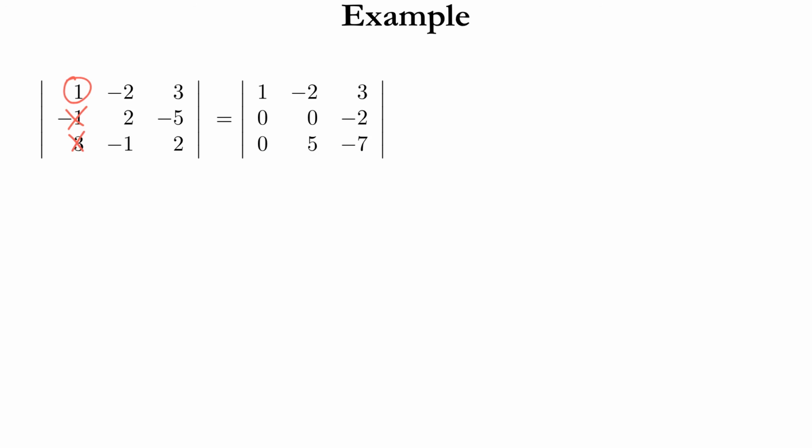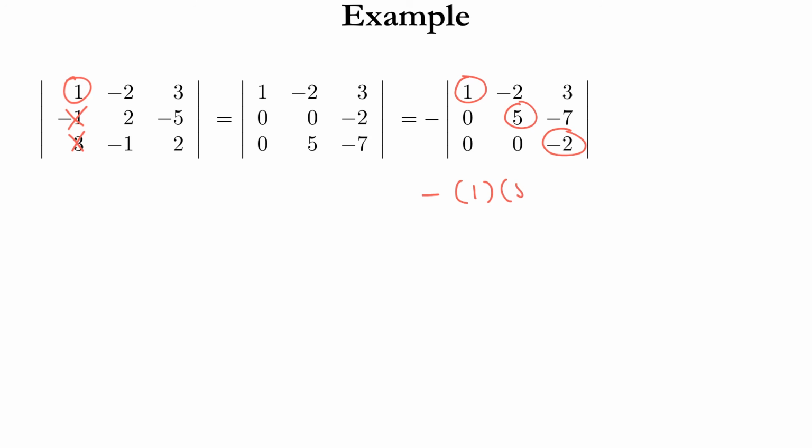Now all we have to do is exchange these 2 rows in order to get upper triangular form, and here's the result. Notice that I multiplied by a negative sign, and this is because I swapped 2 rows, and remember, when we swap rows, we have to change the sign of the determinant. Now that the matrix is in upper triangular form, all we need to do is multiply the diagonal entries to get the determinant. So we have a minus sign that we shouldn't forget, 1 times 5 times negative 2, and the answer is 10.